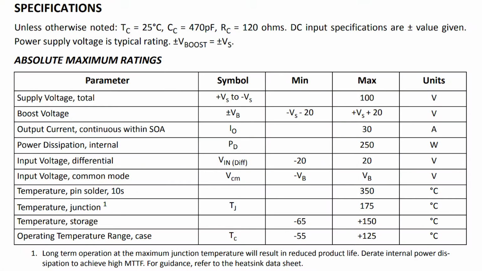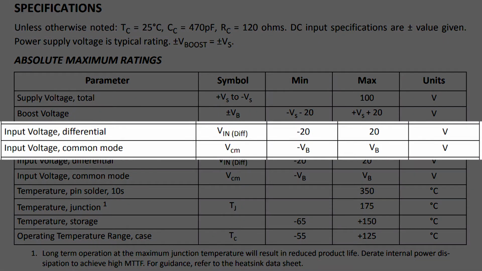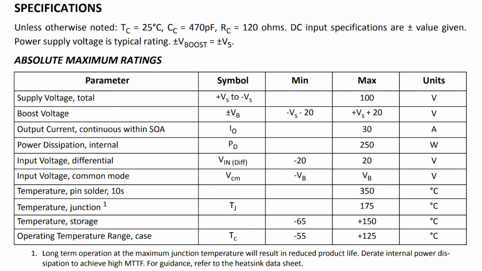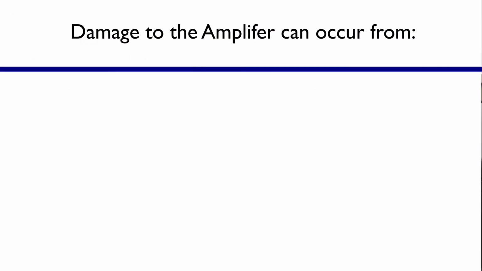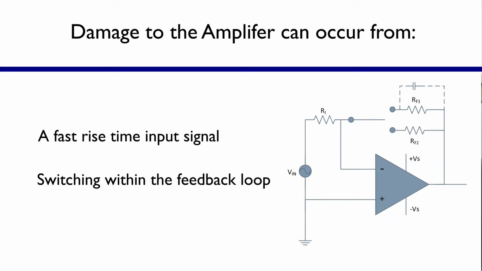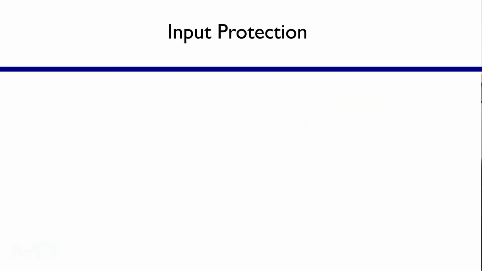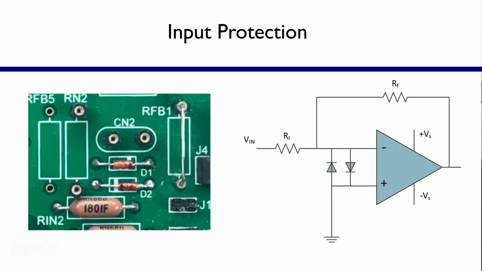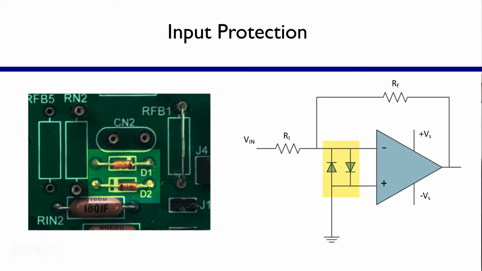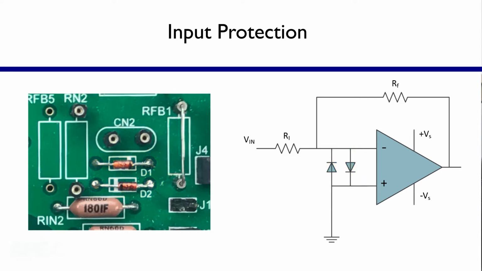Exceeding the absolute maximum rating for differential input voltage on the data sheet can result in destroying the input stage of the amplifier. This can occur if there is a fast rising edge at the input or if there is switching in the feedback loop while the amplifier is in operation. To protect the amplifier against such conditions, you can use ultra-fast diodes such as 1N4148 diodes in an anti-parallel configuration at the input of the amplifier.